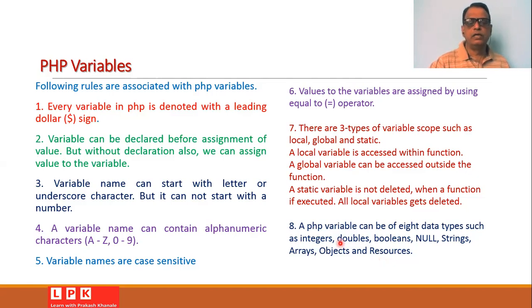So integers are used for assigning integer values. Doubles are used for assigning real values. Booleans are used for assigning a Boolean value such as true and false. Null will stand for nothing. Whenever you want to assign a set of characters, then you need to declare the variable as a string. Arrays is a list, and if you want to declare some variable as an object variable or resource variable, then the corresponding data types need to be used.